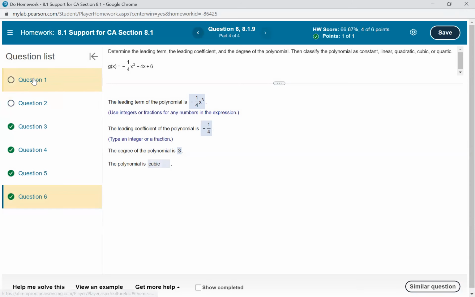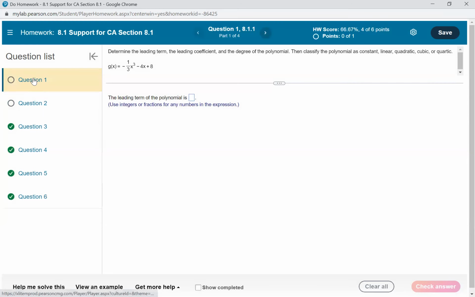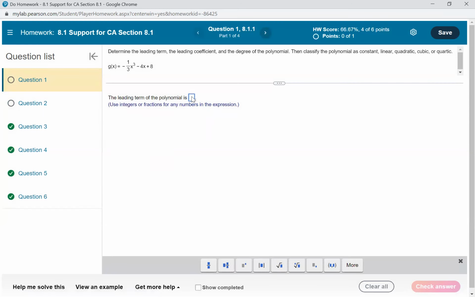Okay, so I skipped 1 and 2, it looked like. So let me go back to 1. All righty. Leading term of the polynomial would be the negative 1 divided by 3, what is that? X to the 3rd. So you just got to watch whether they're in order or not, because it ain't always the first term. Sometimes they're out of order.